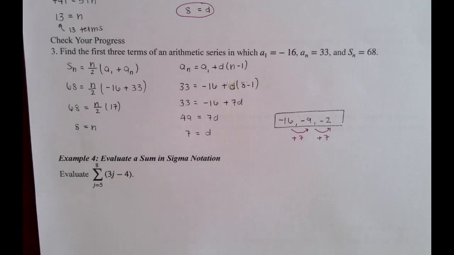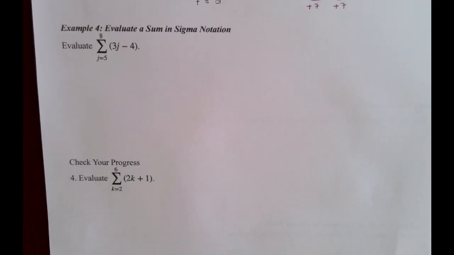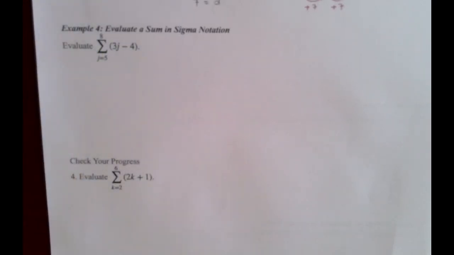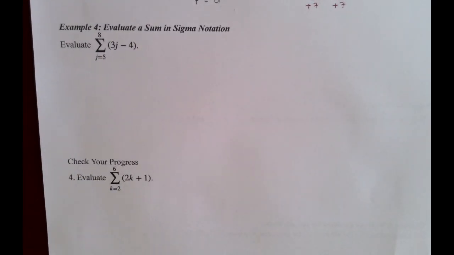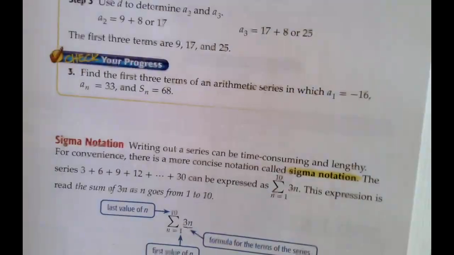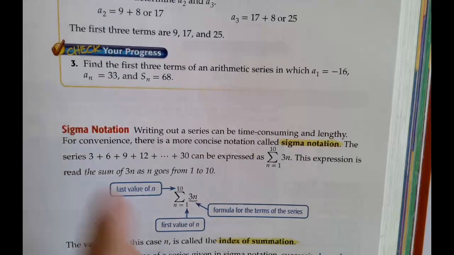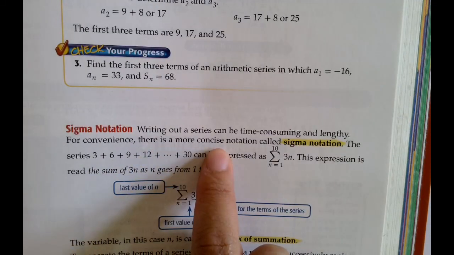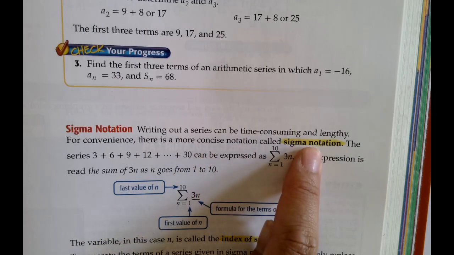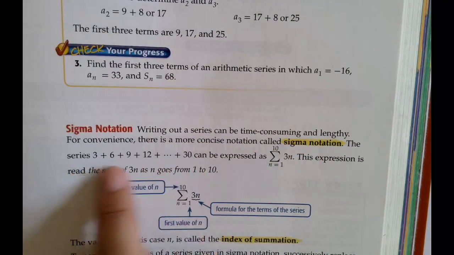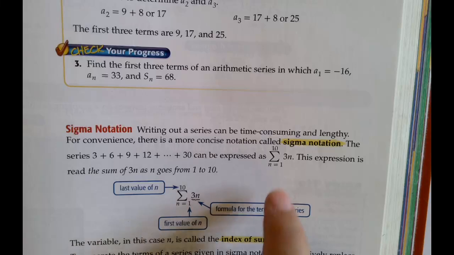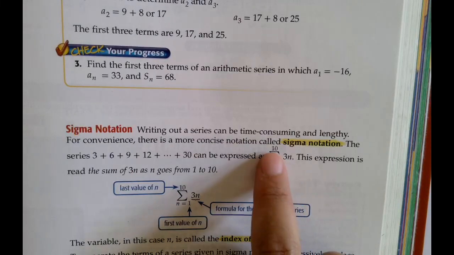Okay, so our next example has to do with something called sigma notation. This letter here is the Greek letter for sigma. And so instead of writing out a whole series, such as 3 plus 6 plus 9 plus 12 plus and so on, plus 30, there's a more concise way to write it known as sigma notation. So for example, with this series here, we can express it as sigma notation here. n equals 1, first term till the 10th term.